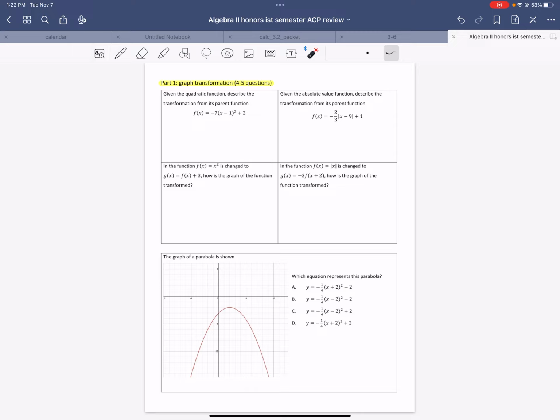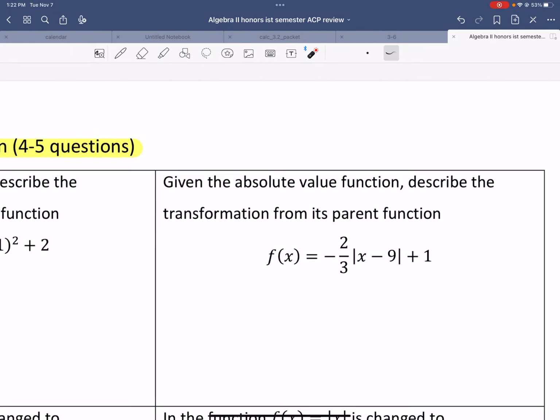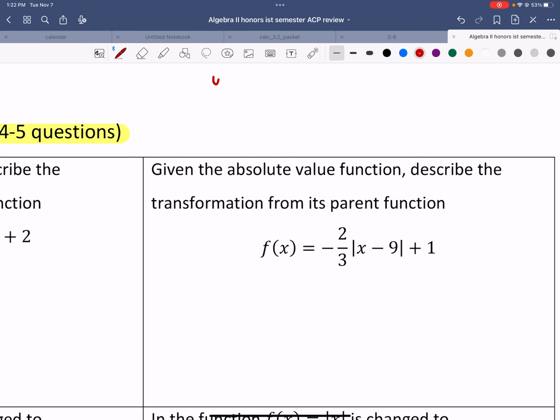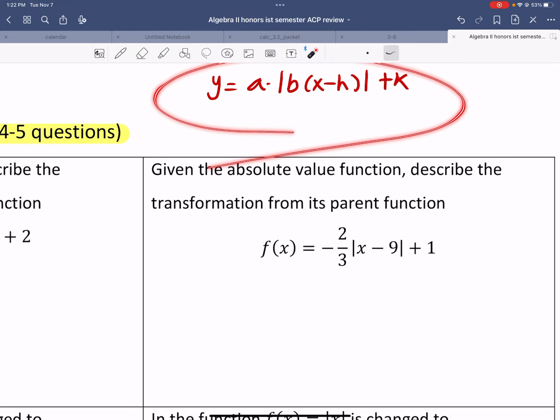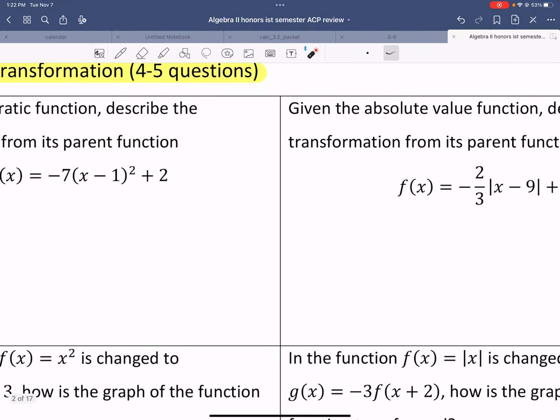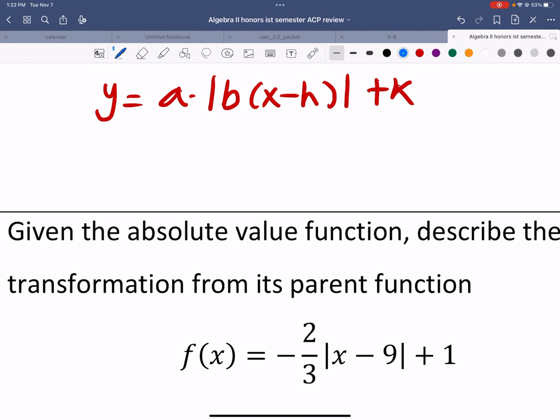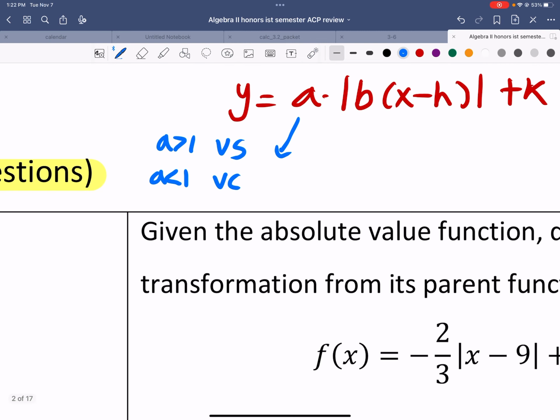So part 1 is about graph transformation. Before I even go over this, you have to understand this one: y equals a times b(x minus h) plus k. That's an absolute value, but you can use it for the quadratic as well. What you have to know is, if a is greater than 1, we call it vertically stretched. If a is smaller than 1, we call it vertically compressed. Vertically stretched means the graph is going to be narrower. Vertically compressed means the graph is going to be wider.